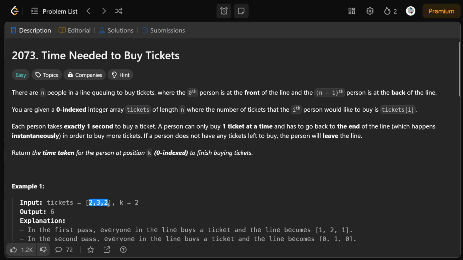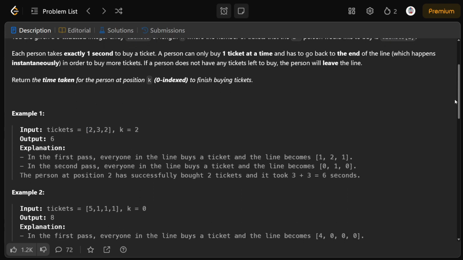If you see this tickets array given, there are three people in this array. You need to tell, for the second index person, how much time it will take for this person to buy their two tickets. Well, let's see how to do it. Let's see all the constraints first.